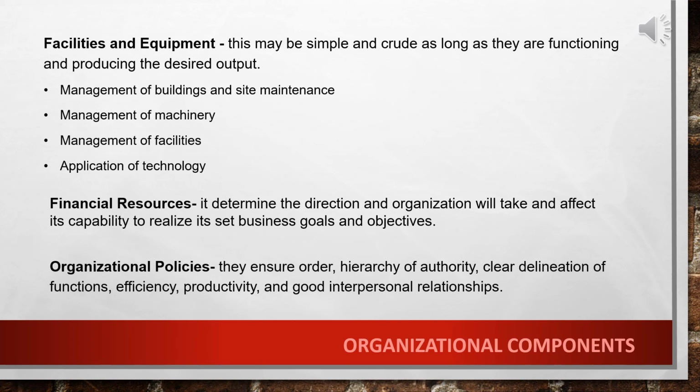So next is financial resources. It determines the direction an organization will take, and its capability to realize its set business goals and objectives. So dito naman, these business goals and objectives include spending on promotional strategies, upgrading or purchasing new facilities and equipment, experimenting and developing new products, hiring additional manpower, increasing salaries and wages, training employees, and most significantly, ensuring the continued existence of the organization.